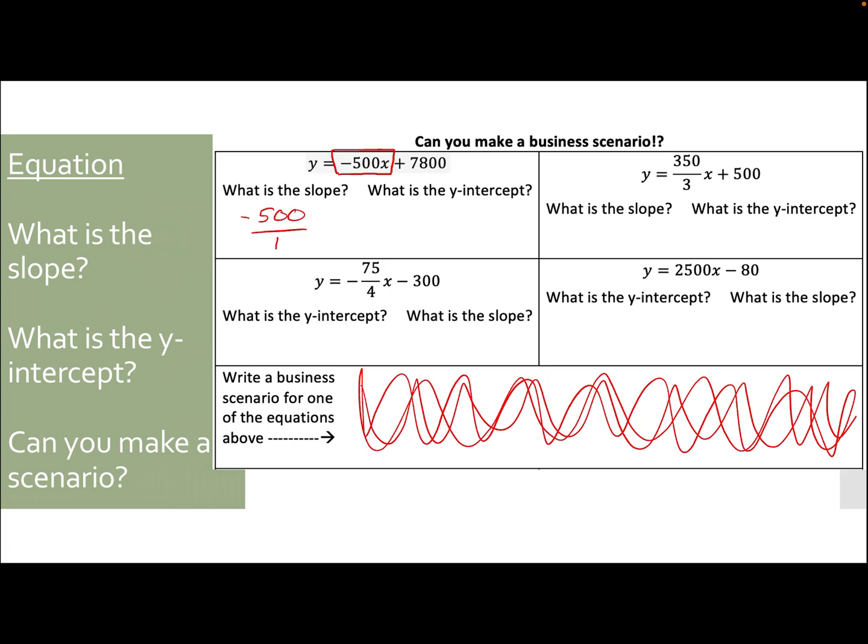You can write it either way. My y-intercept does not have x, and we have to look at the sign above it, so I know my y-intercept is (0, 7,800). We always write that as a point. So there's your first example.